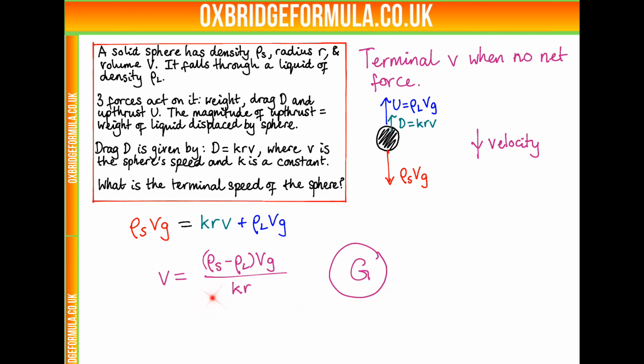So this velocity is quite interesting. We can see that it depends on the density of the ball and the density of the fluid it's falling in, its velocity, and then gravity as well, and then k and r. So it's inversely proportional to k and its radius. So the answer is g for the terminal velocity expression.